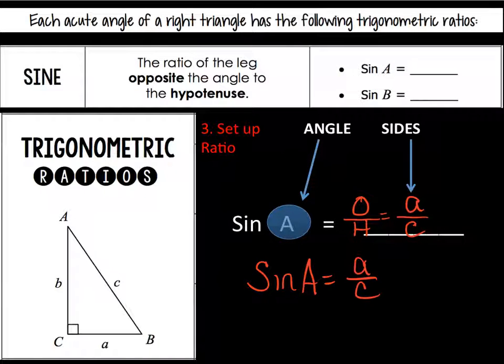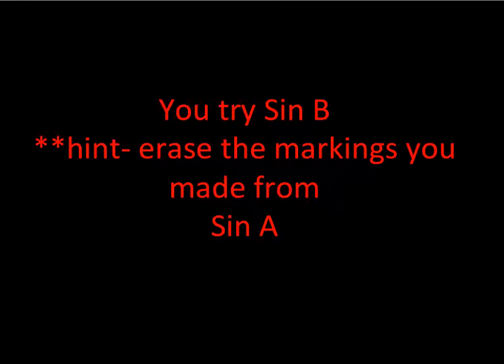So here we go. The sine of A, from where I'm standing up here, opposite A is going to be little a. So I wrote this here, little a. And the hypotenuse in this triangle is C. So the ratio is A over C. Now you try sine of B.